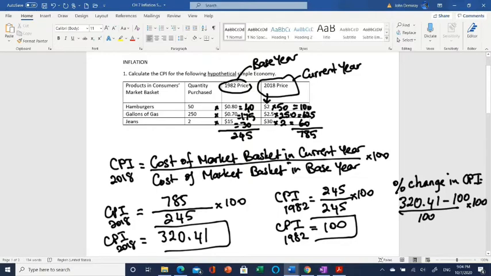So if we do this calculation, we see that the percentage change in the CPI would be 220.41% increase in the prices. That means in 2018, prices have increased by 220% since the base year. That is the inflation rate from the base year using these hypothetical examples.